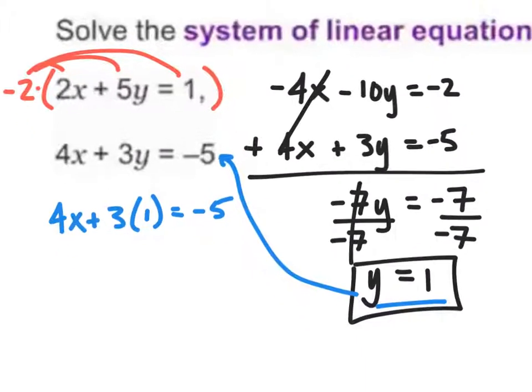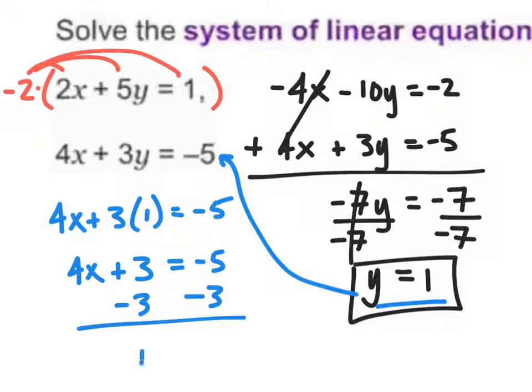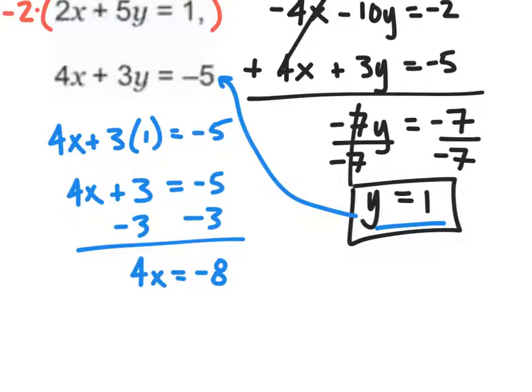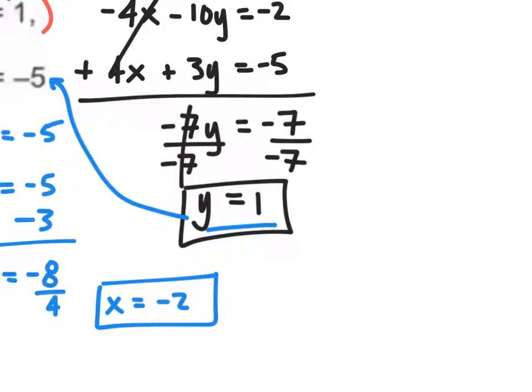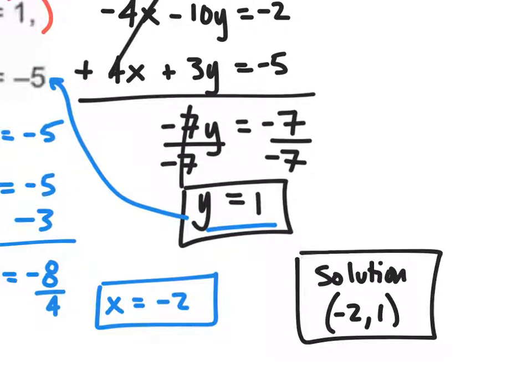So now I've got 4x plus 3 equals -5. I'm going to subtract 3 from both sides, and that's going to give me 4x is equal to -8. I'm going to now divide both sides by 4, and that's going to give me that x is equal to -2. So now I've got x equals -2 and y equals 1. That's my solution to my system. So my solution is the point (-2, 1), and that's that.